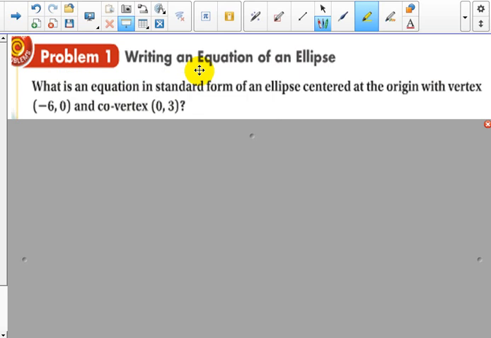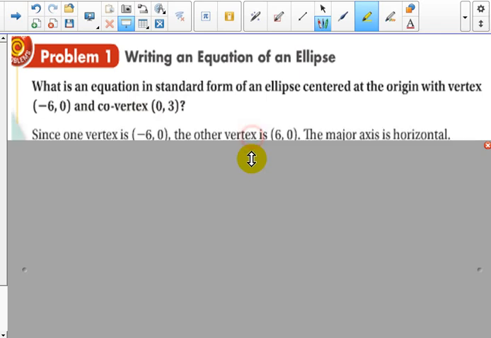So our first problem we're going to work on today, and make sure you've ripped out 10-4 ellipses out of your workbook. It's practice K. And our first problem is all about writing the equation of an ellipse. What is an equation in standard form of an ellipse centered at the origin with a vertex of -6, 0 and a co-vertex of 0, 3?